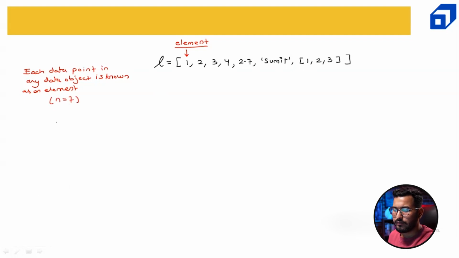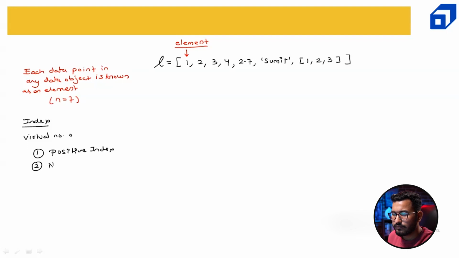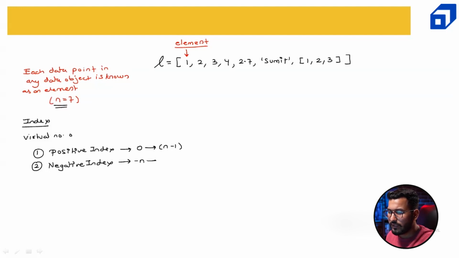Now there is a concept of what is known as index. Index is basically a virtual number given to each element of a particular data object. Now index is of two types or two kinds. One is known as the positive index. Second one is known as the negative index. So we have positive index, we have negative index. Your positive index starts from 0, go all the way up to n minus 1, where n is the number of elements. Your negative index starts from minus n, go all the way up to minus 1.